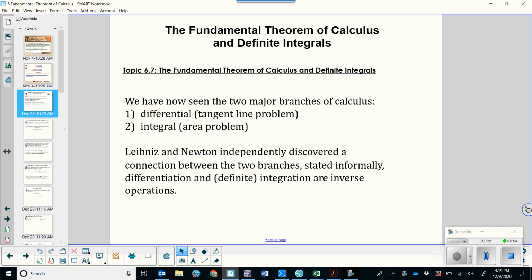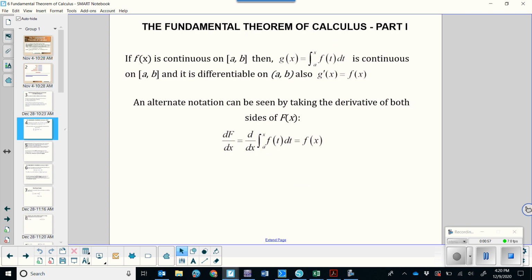So we have now done differential calculus and integral calculus, both of the two major branches. And we talked about this a little bit, but Leibniz and Newton independently discovered calculus, basically, and they independently discovered that there is a connection between the two branches. And the way we like to think about it, very informally, though, is that differentiation and integration are inverse operations. Okay, so that's important. So this is fundamental theorem of calculus part 1, which you would have just watched.